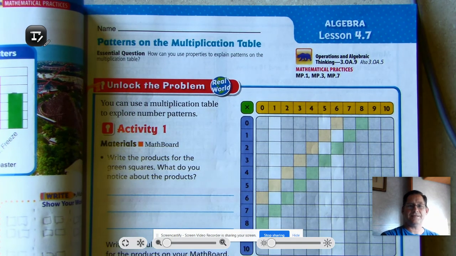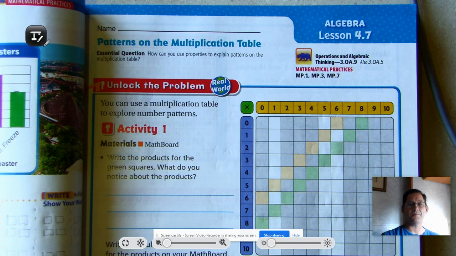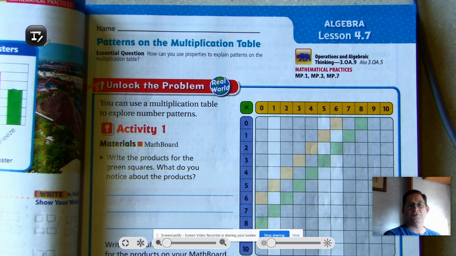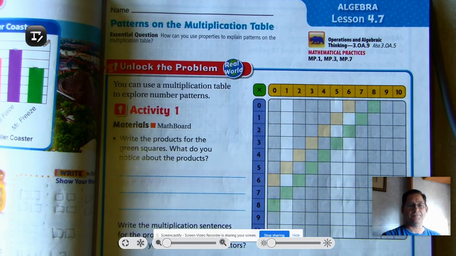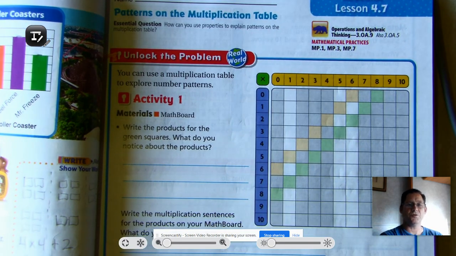Good morning. Today's lesson, lesson 4.7, on page 165 of your third grade Go Math book, is patterns on the multiplication table. And our essential question is, how can you use properties to explain patterns on the multiplication table? All right, so unlock the problem. You can use a multiplication table to explore number patterns.